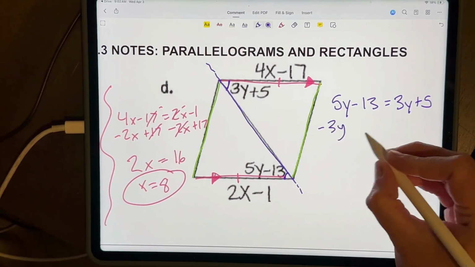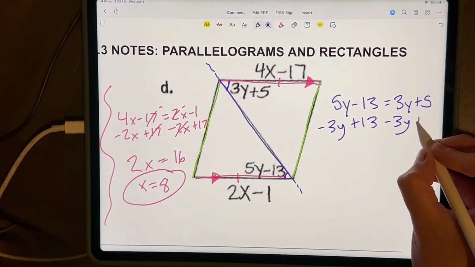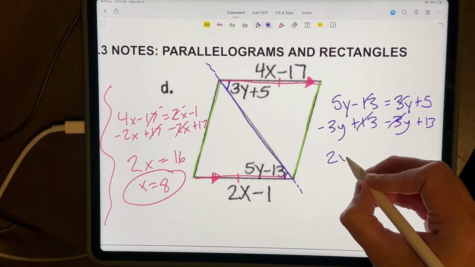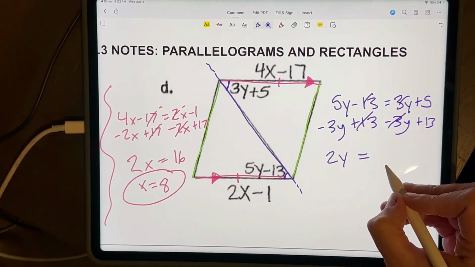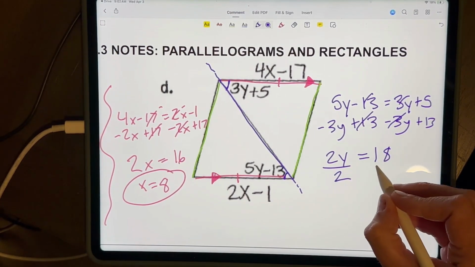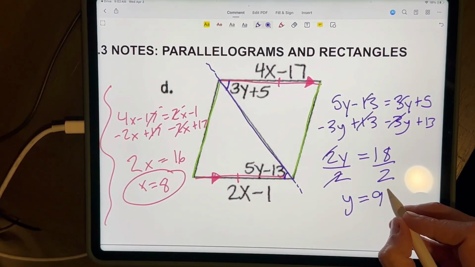Okay, so minus 3y, minus 3y, plus 13, plus 13. That is 2y equals 18. Divide by 2, divide by 2. y equals 9.